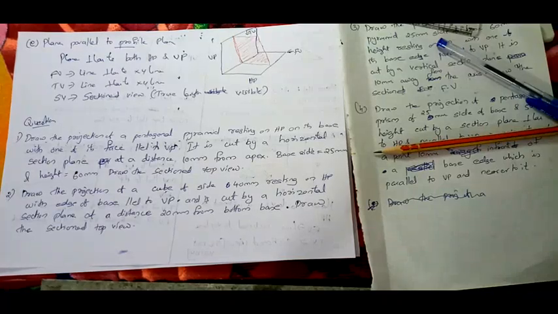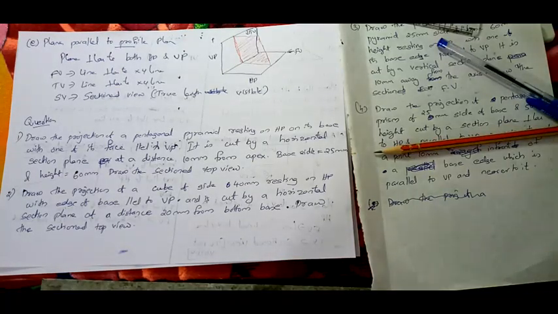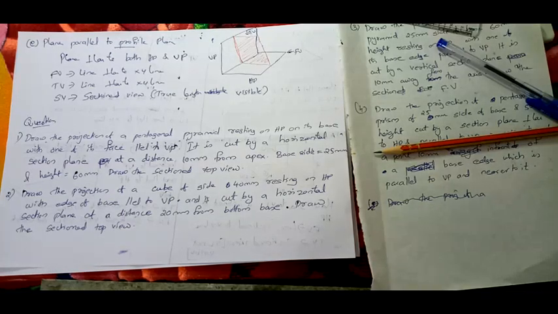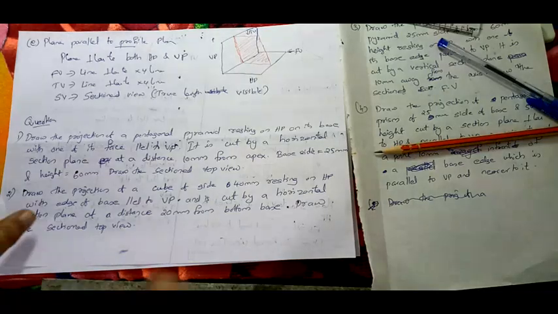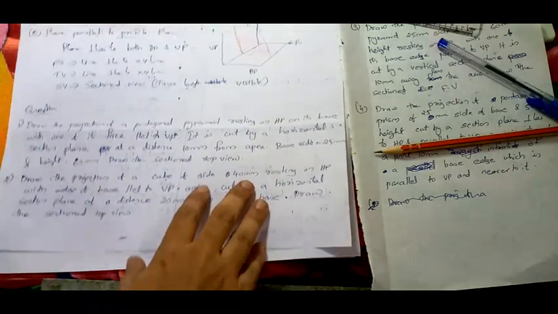So the true length in the sectioned view is what you will see on the side view. Now, in this video we will see problems based on the first two sections, that is, the horizontal section plane and the vertical section plane. So I will be going through the first question.